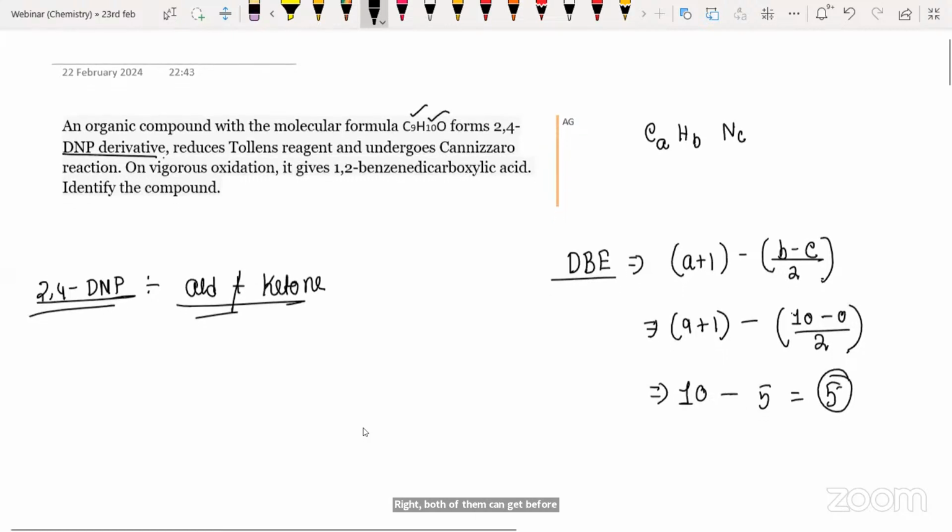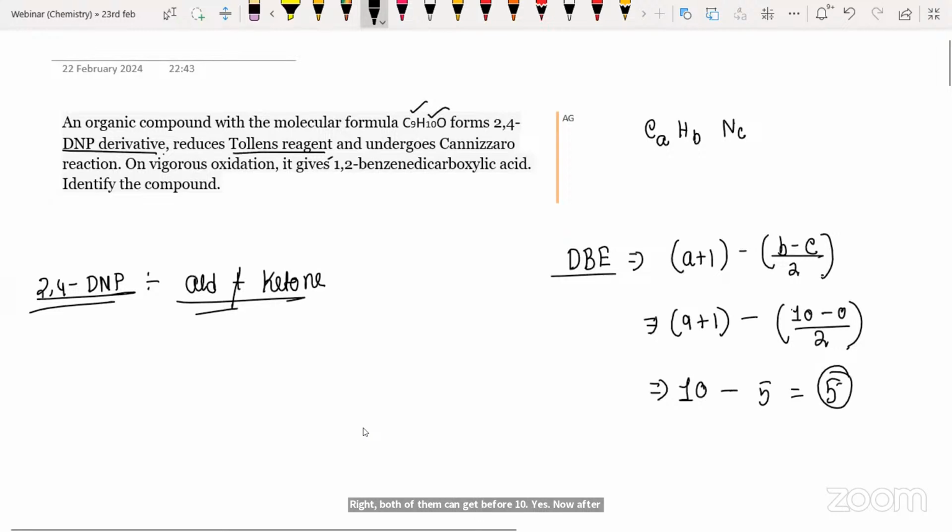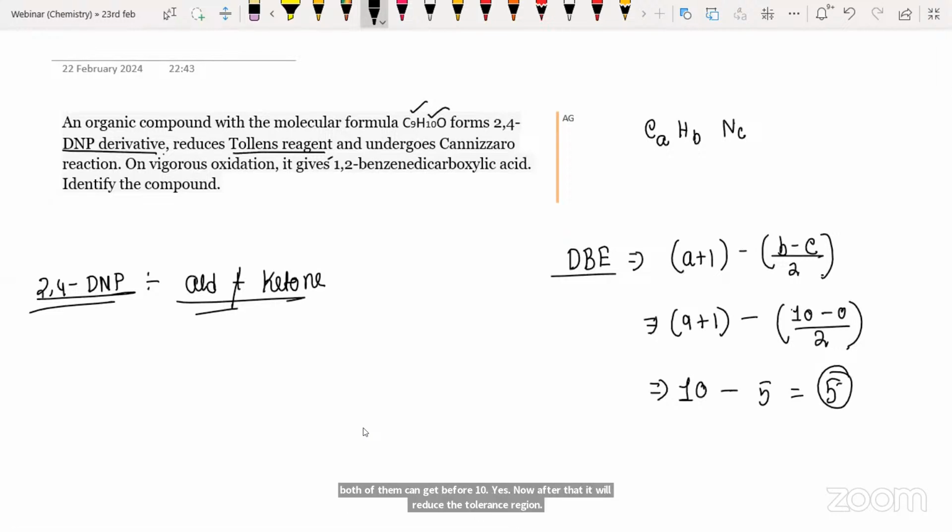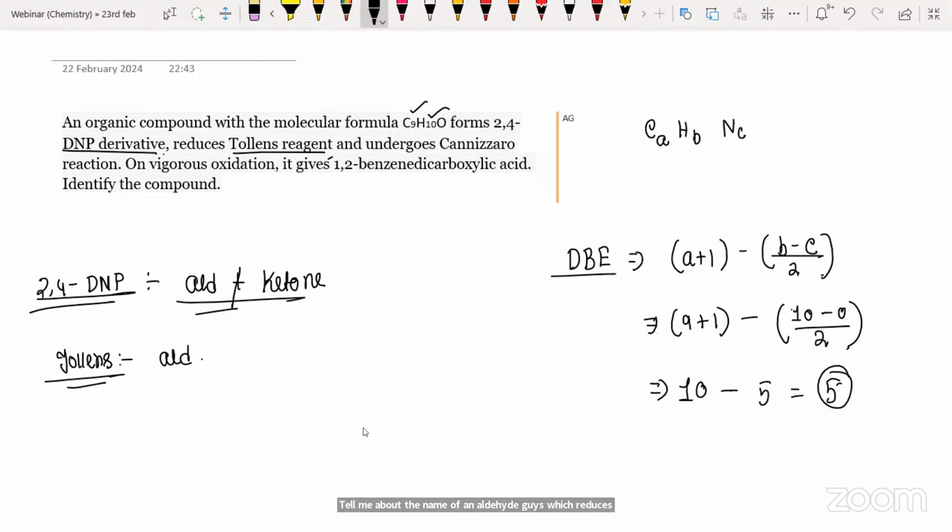Yes. Now after that, it is reducing Tollens reagent. It is reducing Tollens reagent. That means, guys, it is aldehyde. Tell me the name of an aldehyde, guys, which reduces Tollens reagent but doesn't reduce Fehling's reagent. Let's see who can give me the answer. Give me a name of an aldehyde which can give Tollens test but not Fehling's test. Okay, I got only 5 answers out of 38 students.